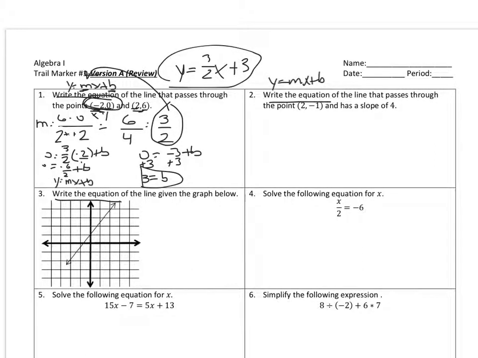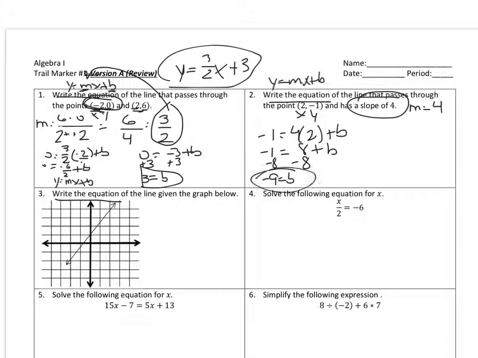Question 2. Write the equation of a line that passes through 2, negative 1, and has a slope of 4. Well, we have a slope already. M equals 4. One step easier. Now let's plug it into our formula. Negative 1 equals m times that x, which is 2, plus b. So let's solve for b. 4 times 2 is 8. I have to subtract 8 from both sides to get b by itself, and I get negative 9. So now I have my m and my b. So my final equation is y equals 4x minus 9.